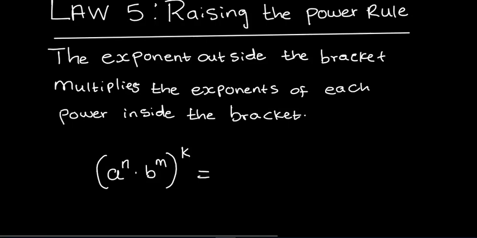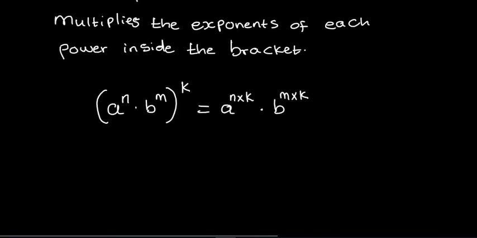So how many powers do we have? We have 2 powers, and they've got different bases. So we're going to write our base a, and that means it's going to be n times k, and then b, which had exponent of m, and that exponent m will also be multiplied by k. Right, let's run a few examples.